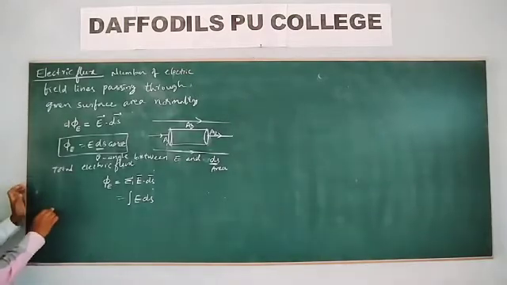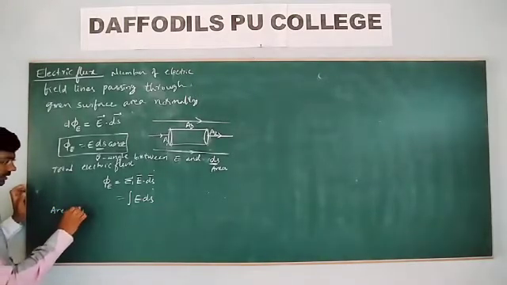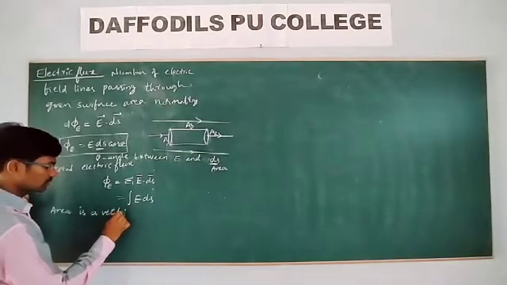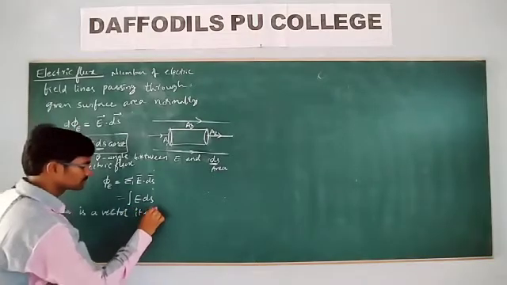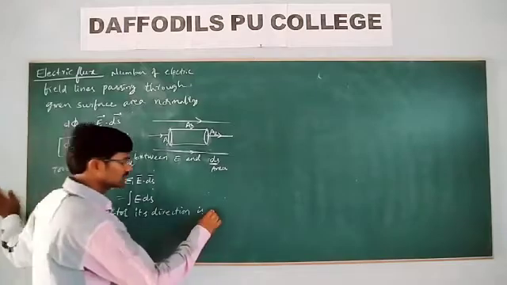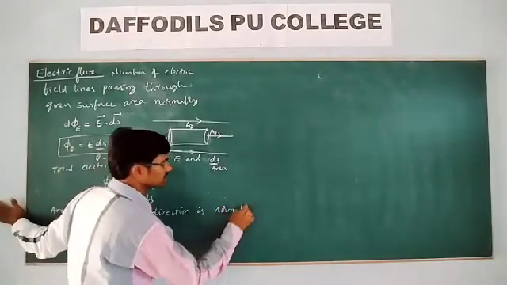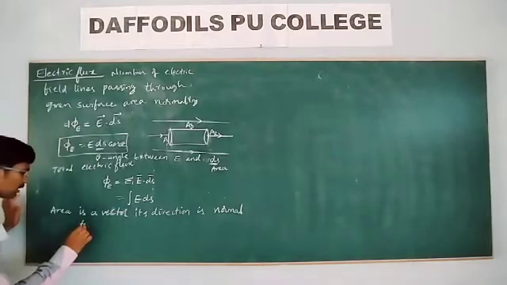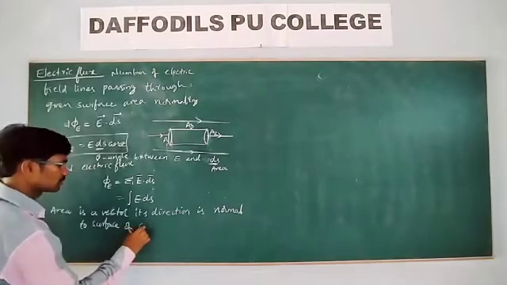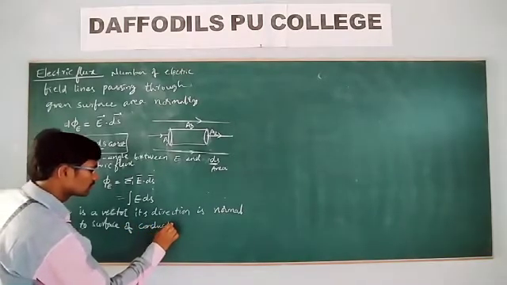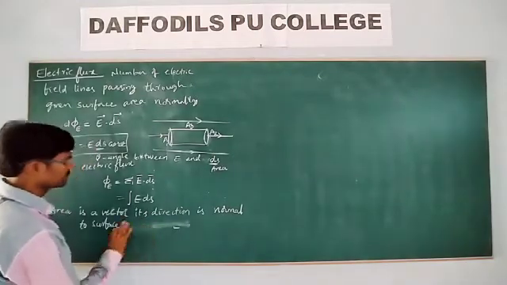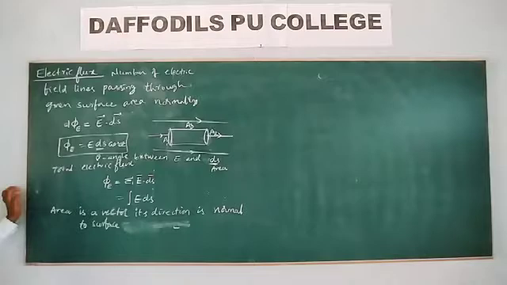Area is a vector. Its direction is normal to the surface of the conductor, or normal to the surface of a given surface.